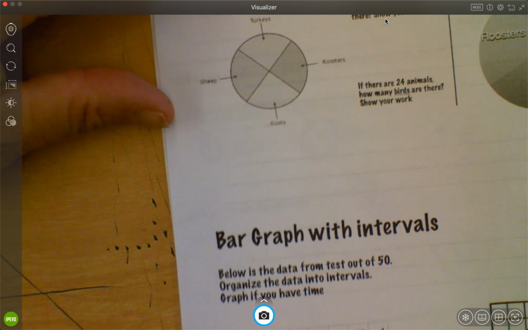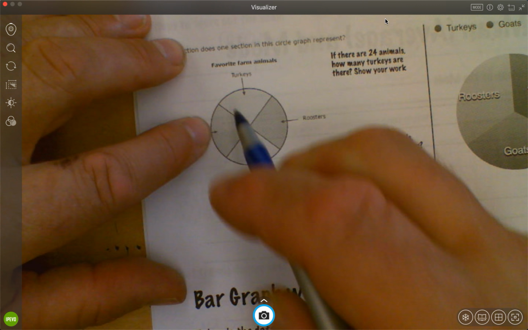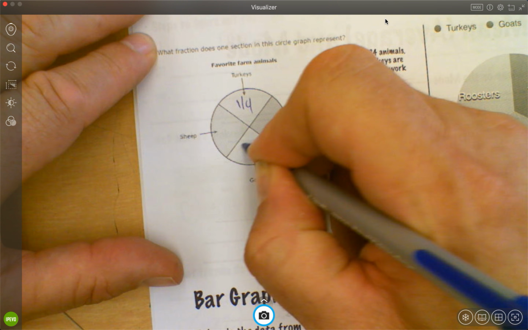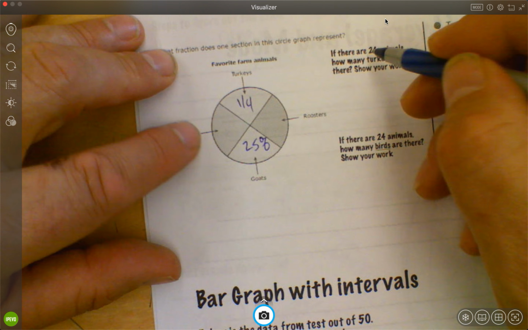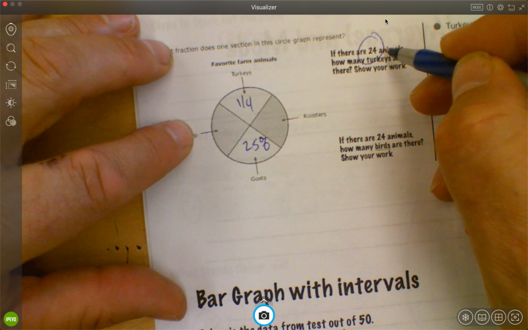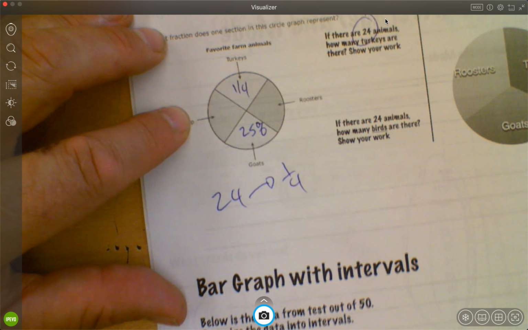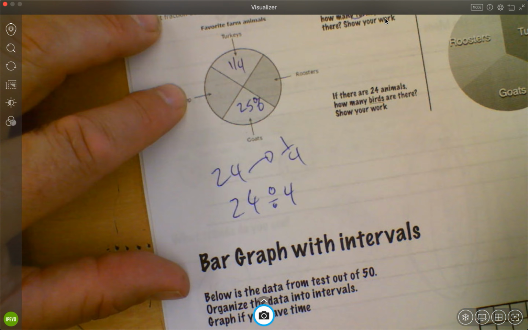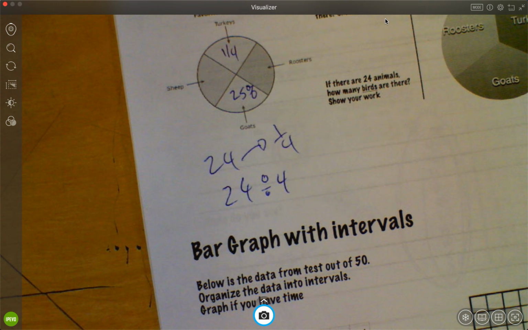Number 3 is about interpreting pie graphs. Typically, this is a very typical pie graph where we have it divided up into quarters. So this is 1/4 or 25%. They're all 25%. So then what we need to know is how many we're talking about altogether. In this example, there's 24 animals. So I really want to know what is 1/4 of 24. So that's really 24 divided by 4. If I took 24 and divided it by 4, how many would be in each group?